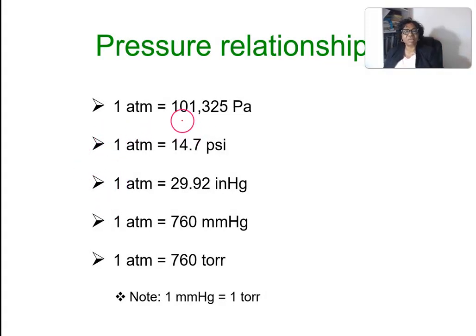So 1 atmosphere equals 101,325 Pascal. 1 atmosphere equals 14.7 pounds per square inch. 1 atmosphere equals 29.92 inches of mercury. 1 atmosphere equals 760 millimeters of mercury. 1 atmosphere equals 760 torr. So 1 millimeter of mercury equals 1 torr.